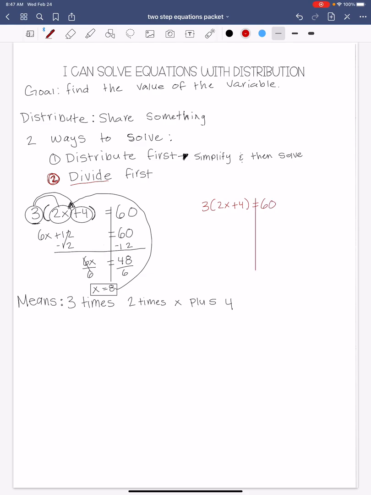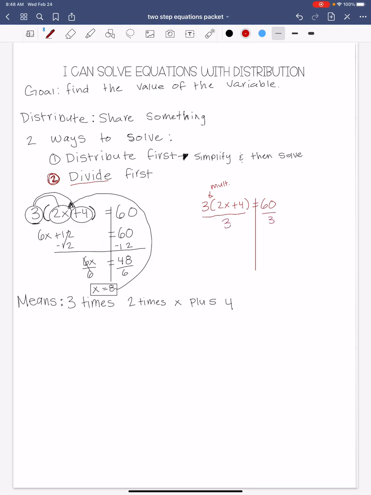Okay, but this means the same thing that it meant before. 3 times 2x plus 4. Now, notice that this is multiplication happening right here. That is multiplication, and I can undo that multiplication with division. So I can divide both sides by 3.